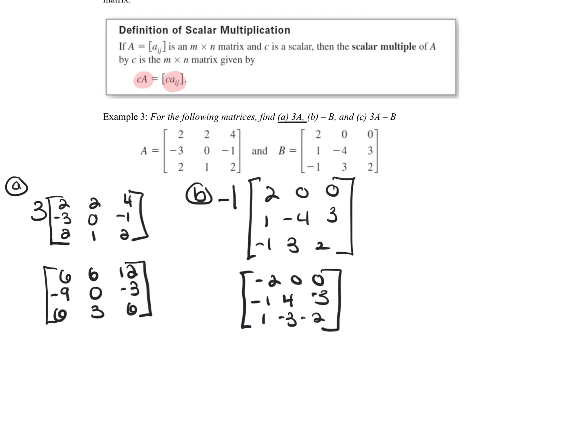So that's the answer for B. And now C says we're going to combine these two things together. We're going to take the answer we got right here, and we're going to subtract this answer right here. That's going to be letter C.